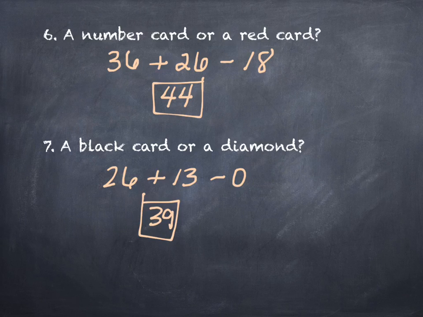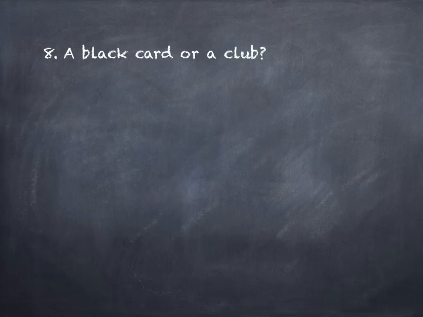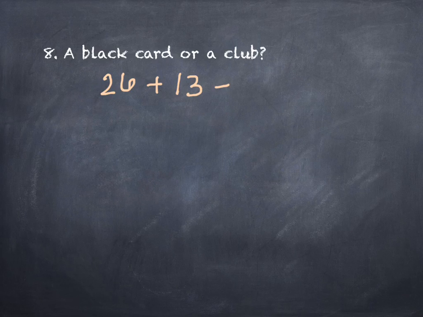Okay, we have one more. A black card or a club. How many black cards are there? 26. We just did that, didn't we? How many clubs are there? 13. How many black clubs are there? 13. So it's still 26 cards, right? Yeah, so they definitely can still have this relationship where they could be completely contained inside of one another.